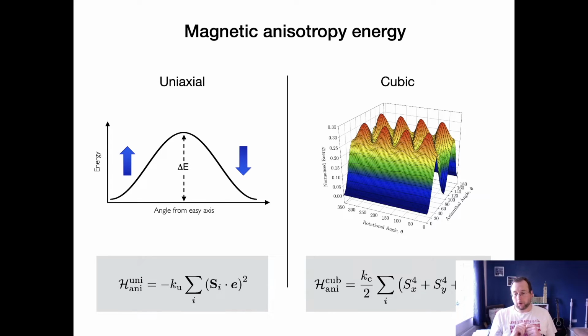Note that the sign is positive in this case because of the conversion from the usual cosines that you might otherwise see. And here the Kc is then the cubic anisotropy constant, which again is an atomic level constant.